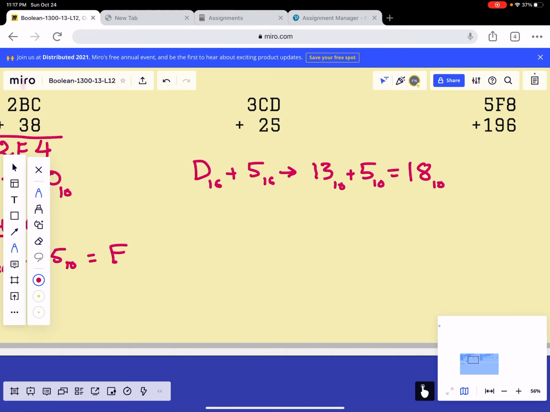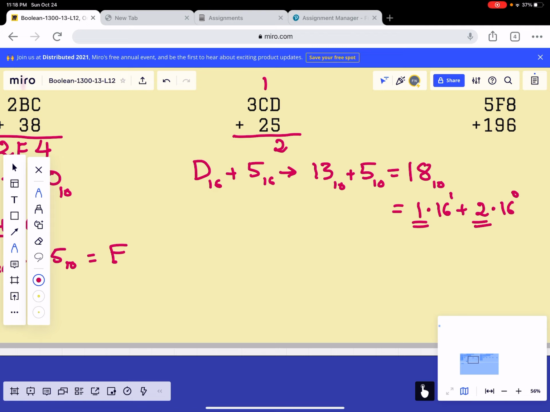Now I need to convert 18 to hexa. So I write down 18 to hexa: 1 multiplied by 16 to the power of 1 plus 2 multiplied by 16 to the power of 0. So the answer is 12. So I write down here D plus 5 equal 12 hexa, put down 2, and I carry 1.